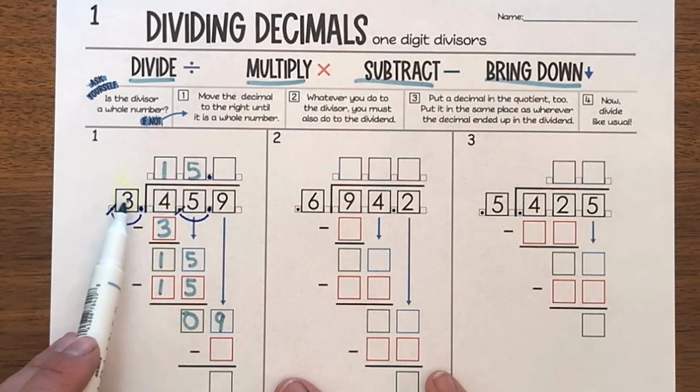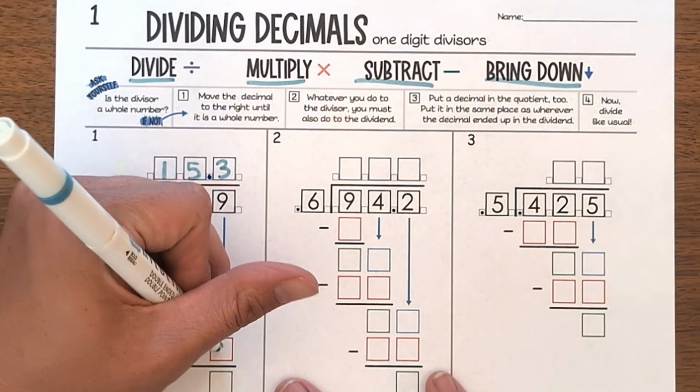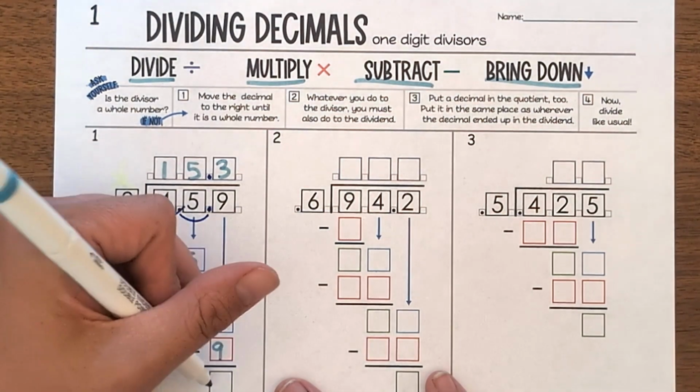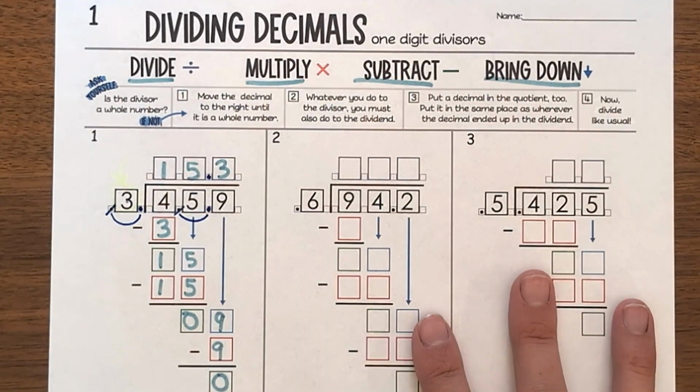Now you'll bring down the next digit and you'll divide again. 9 divided by 3 is 3. 3 times 3 is 9. And then 9 minus 9 is 0, and you're all finished when you get a 0 at the end.